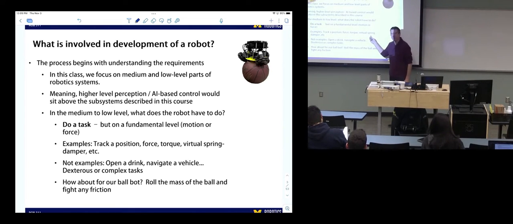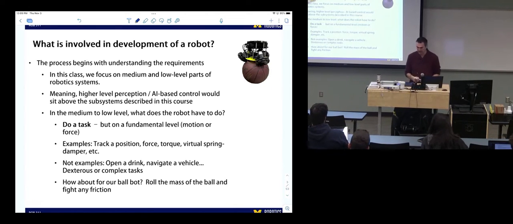It could track a position, track force, act like a virtual spring or damper, and do these sorts of tasks very easily. What we're not doing is really high level computation and control. So no localization and mapping, no navigation or path planning. We're not doing anything like that. This is a lower level version of robotics, I'd say mid to low level, the robot that we're building and the tools you're learning. Other tools in the robotics curriculum will teach you the higher level control and applications, but that's not the focus of this class. Does that make sense? Cool.